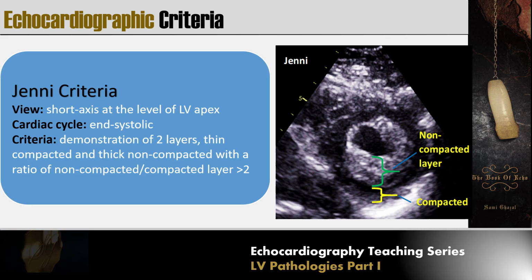Now, in the Jenni criteria, it is the short axis at the level of the LV apex, and it's at the end of systole. The criteria says we need demonstration of two layers. You can see the non-compacted layer here and the compacted layer. The ratio of the non-compacted layer to the compacted layer diameter is more than 2. So if this non-compacted is double this compacted layer at end of systole, short axis at the apex, then this is a positive echocardiographic criteria for non-compaction.